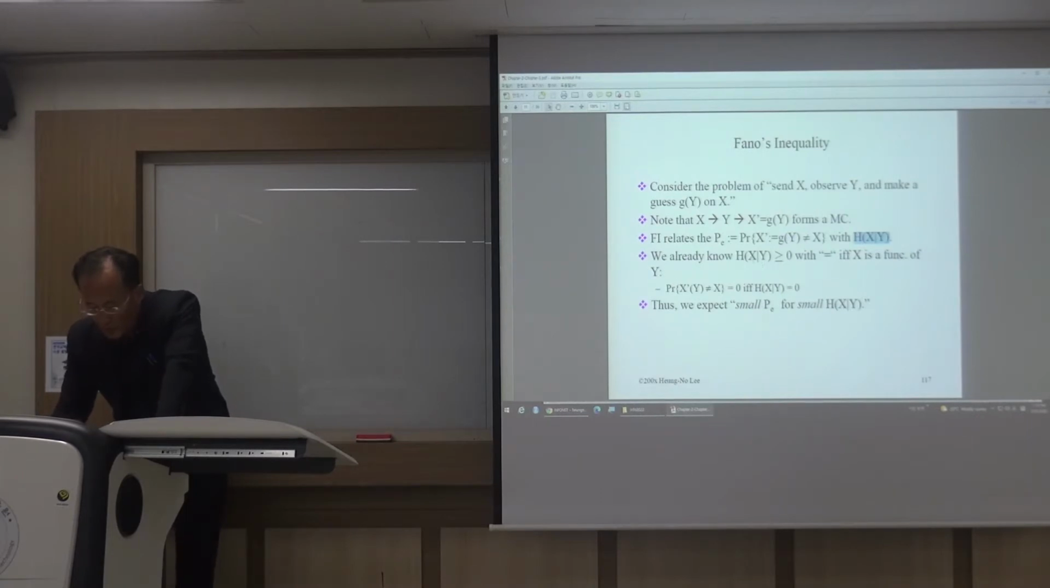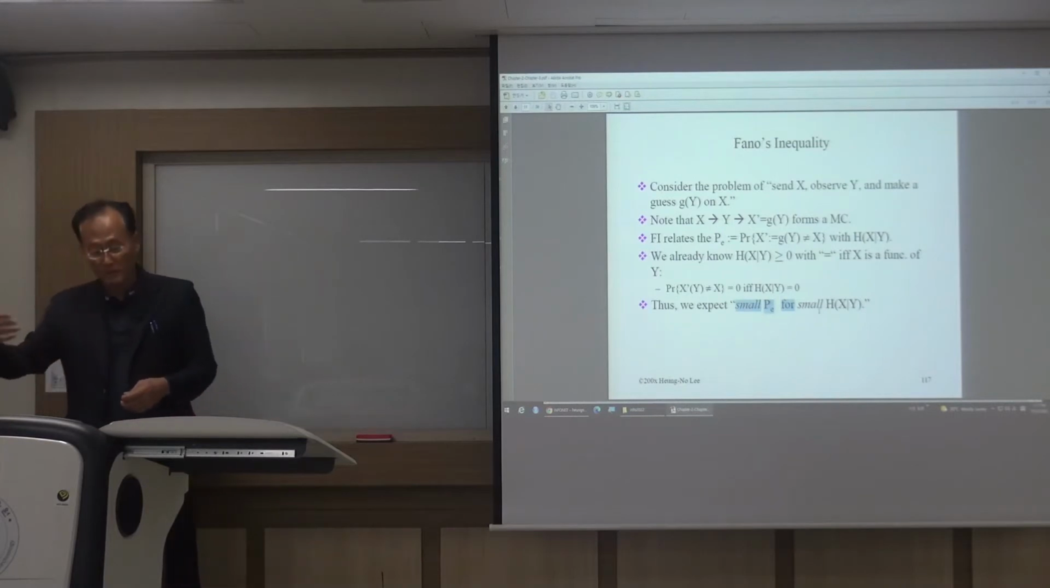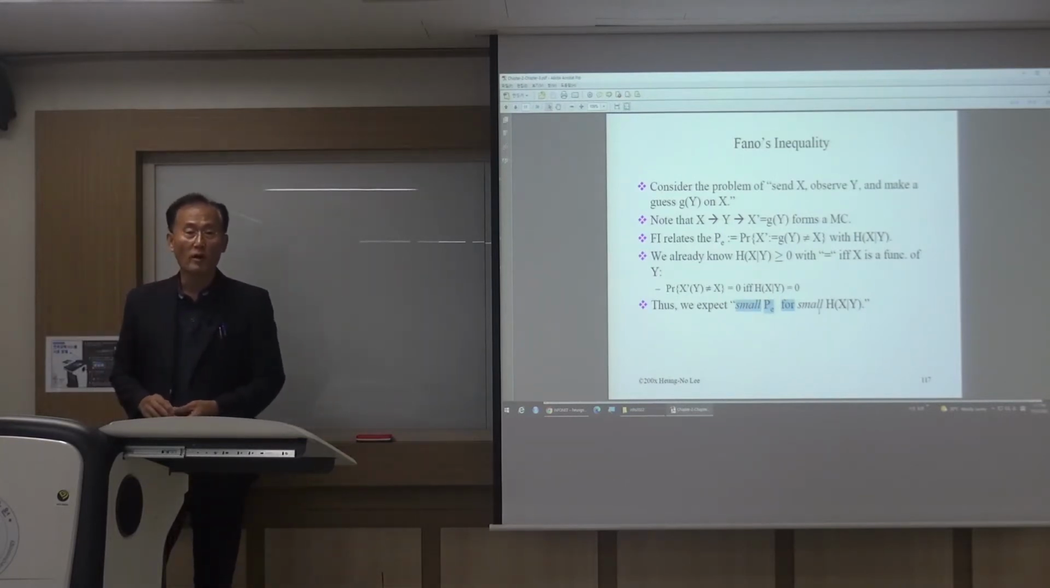So we already know the entropy of X given Y is greater than or equal to zero, with equality if and only if X is a function of Y, right? We have done that, okay? And then basically the probability of your decision being wrong is equal to zero if and only if this entropy H of X given Y is equal to zero, okay? That's what I said. So we expect a small P_E for small conditional entropy. If the conditional entropy is small, then we expect P_E to be small, right?